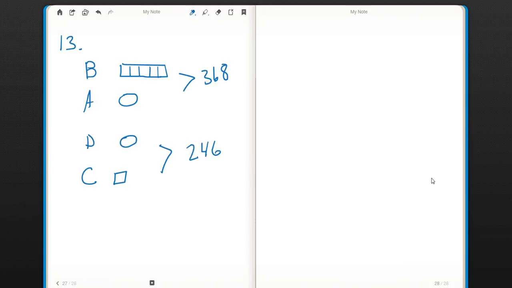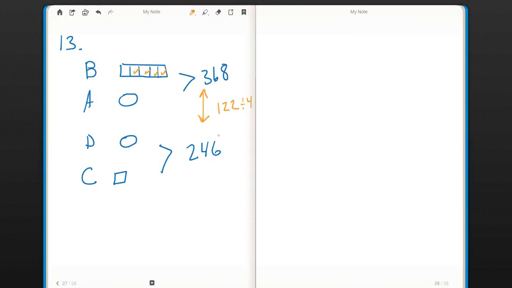Very frequently, the earlier problems build up to be a similar skill or kind of combined skills to do the harder problems at the end. This is really similar to a problem we just worked, in that we realize the difference between these two is the fact that this one has 4 squares. So 368 and 246 have a difference of 122.